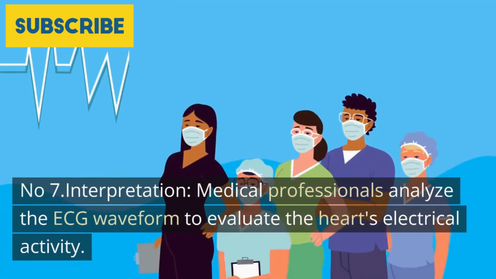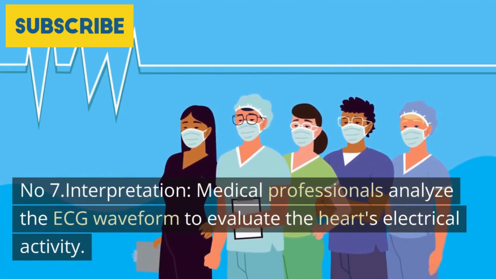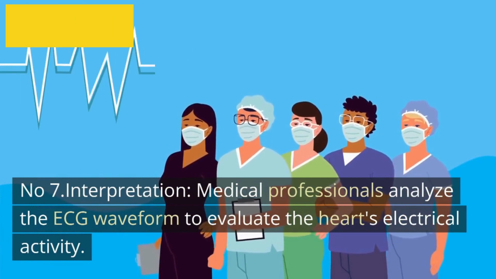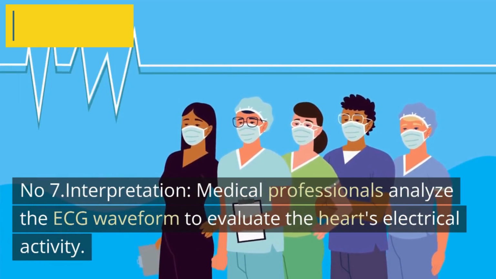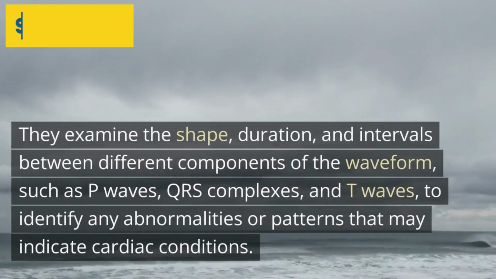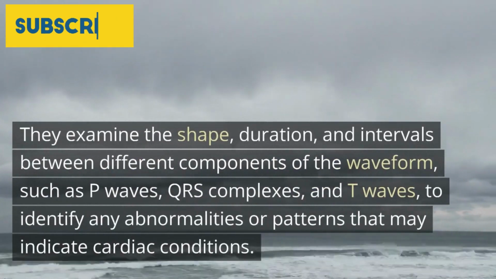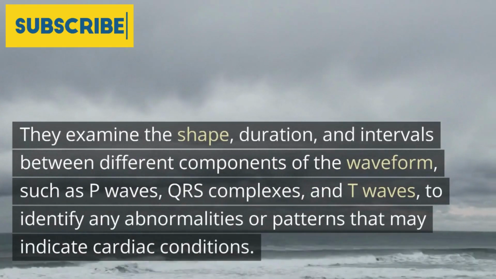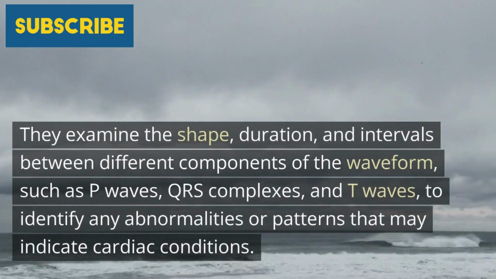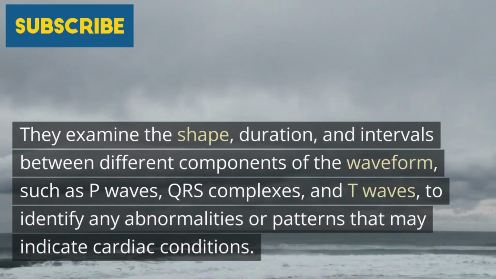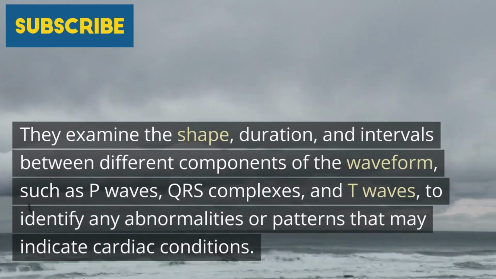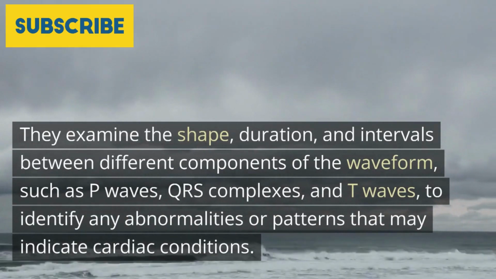Number 7. Interpretation. Medical professionals analyze the ECG waveform to evaluate the heart's electrical activity. They examine the shape, duration, and intervals between different components of the waveform, such as P waves, QRS complexes, and T waves, to identify any abnormalities or patterns that may indicate cardiac conditions.